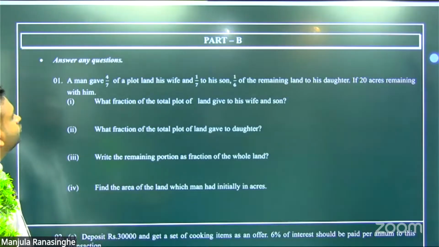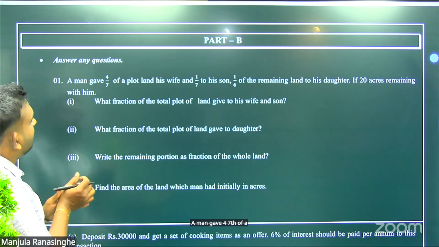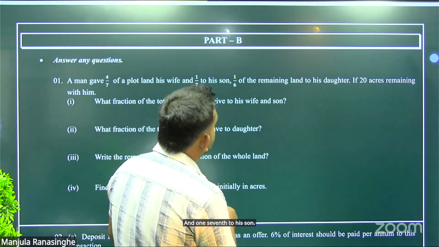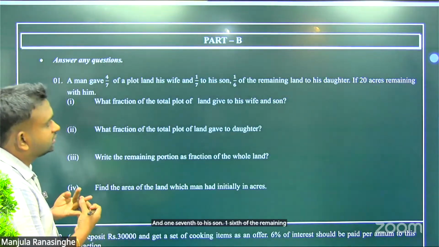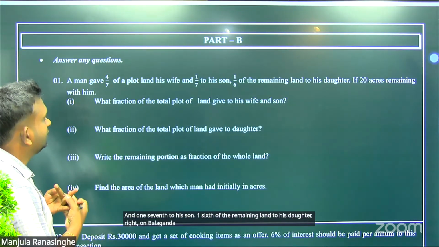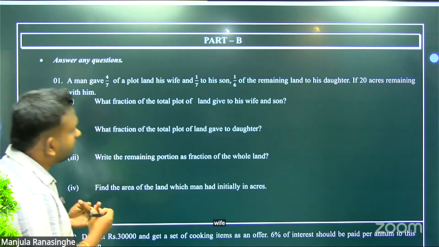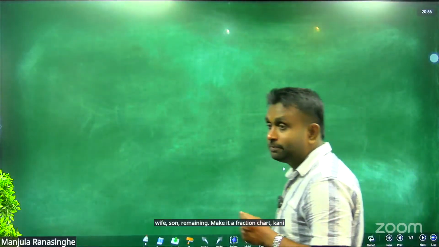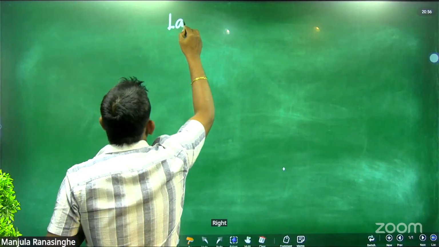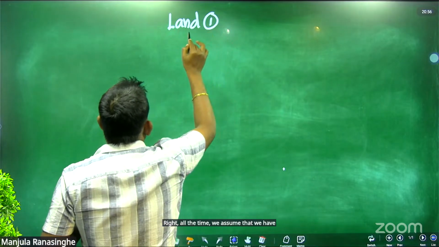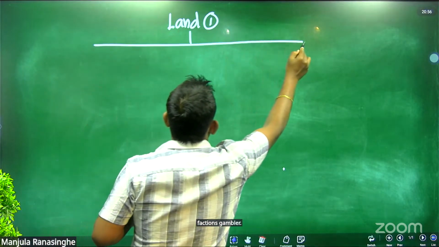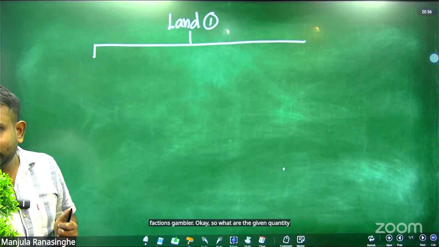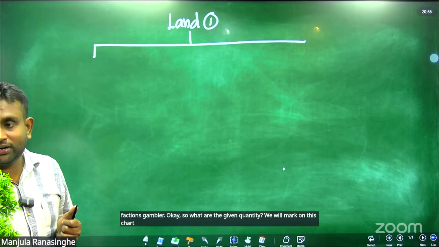A man gave 4/7 of a plot of land to his wife and 1/7 to his son, and 1/6 of the remaining land to his daughter. To work this out: wife, son, remaining. I am drawing a fraction chart for this. All the time we assume that we have one. In fractions we always think that what we have is 1. So what are the given quantities? We will mark them on this fraction chart.